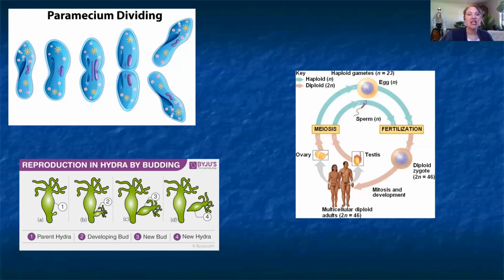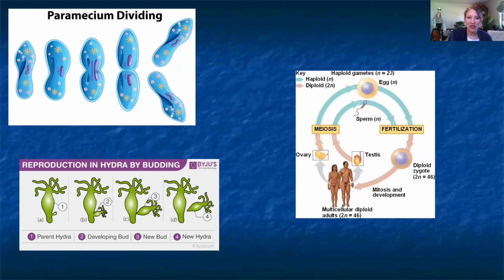We can see here on the top left-hand corner of the screen, we have a paramecium dividing in half. And if we remember, that type of reproduction is asexual, and it's called binary fission. Extremely simplistic. One organism clones itself and produces two daughter individuals that are genetically identical to that original parent.